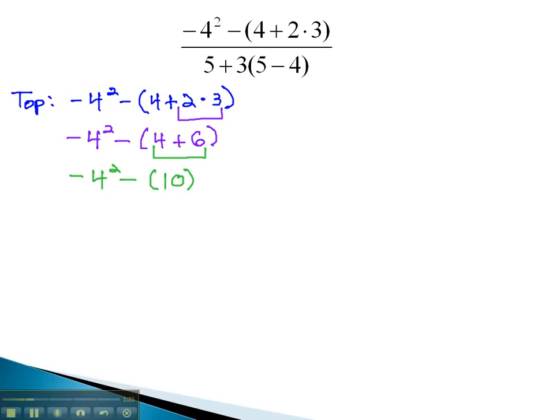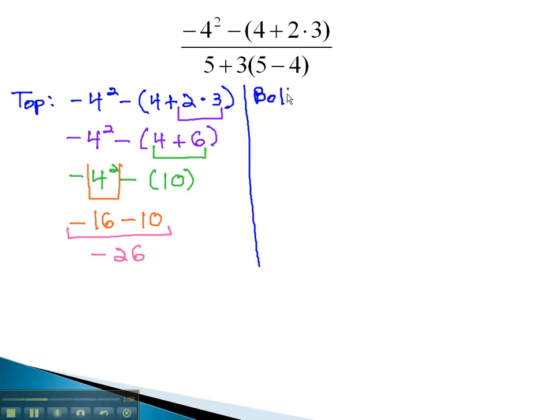After the parentheses have been simplified, we're ready to simplify the exponents. Notice the squared, the exponent is only on the 4, not the negative sign. Keep the negative sign and square the 4, giving us the opposite of 16 minus 10. Finally, we can subtract: negative 16 minus 10 is negative 26. And the numerator, or top of that fraction, has been simplified.